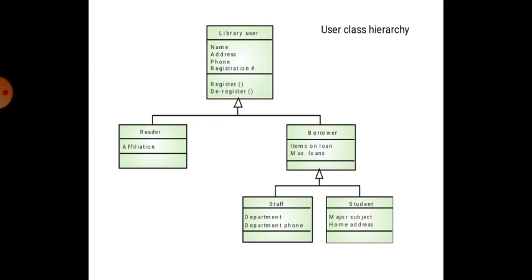Now we have taken one more example of user class library. This is one more diagram related to the library, and we are studying here various users who take help of the library. So library user is the parent class, and we have reader and borrower. So these go to the library. Reader reads in the library. Borrower borrows the books. So these are kinds of library users. So library user is the parent class, and inherited classes are reader and borrower. In borrower, we have two categories. One is staff, another is student.